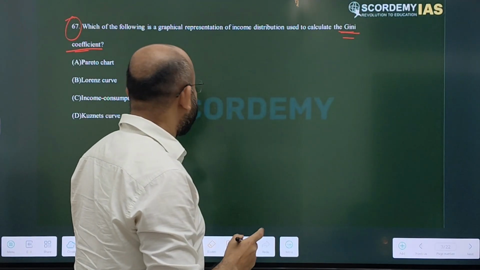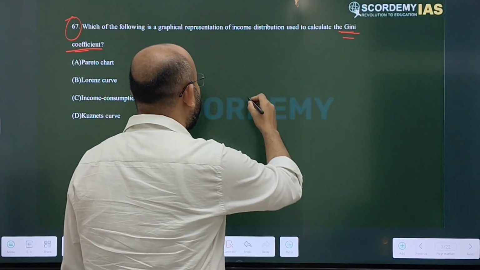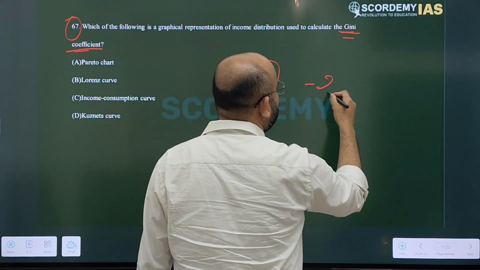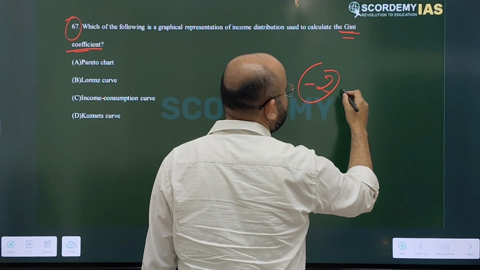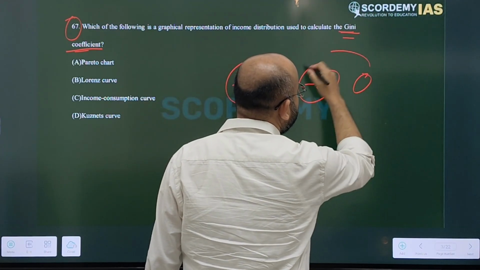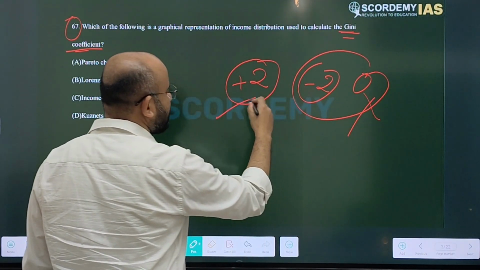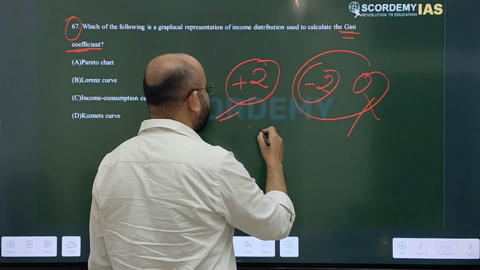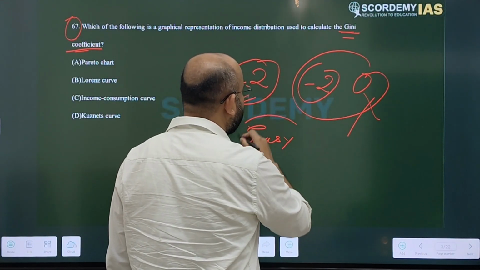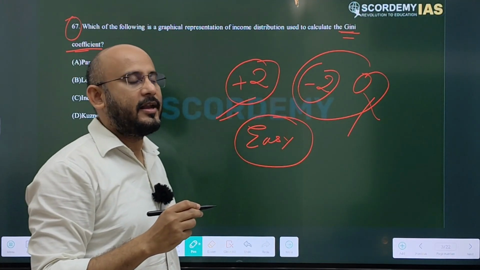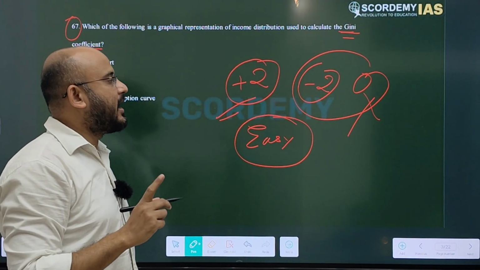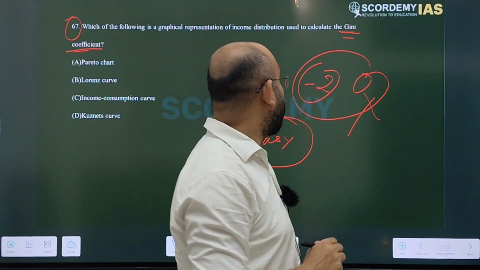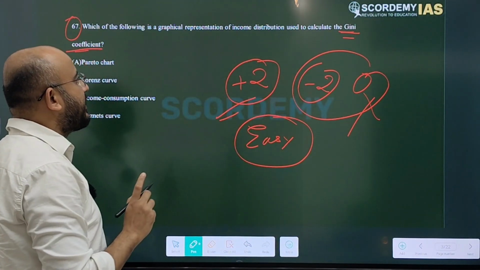In such a question we have to anyhow score +2. We don't want -2 or 0, we need +2. This type of question is of easy level, because it has come up in your studies, and you cannot miss such a question. If you miss it, then you are out of the game. So let's see what the Gini coefficient is.